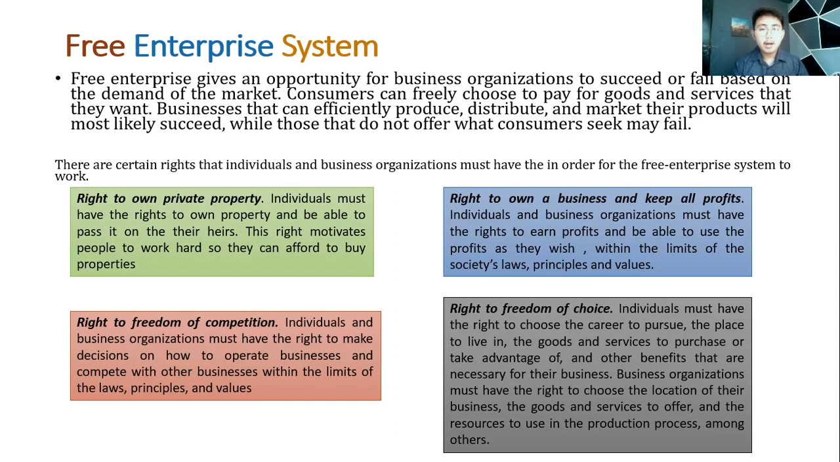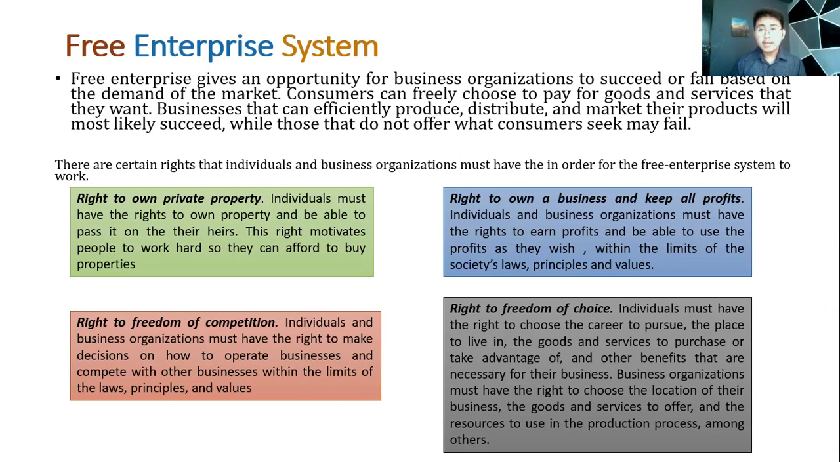So there are certain rights that individuals and business organizations must have in order for the free enterprise system to work. First, we have the right to own private property, na kung saan individuals must have the right to own a property and be able to pass it on to their heirs. So the right motivates people to work hard so they can afford to buy property. So dito, the individuals or the business organizations are motivated to work harder so that they can afford to buy a property, and these properties can be passed to the next generation. So they have the right to own a private property.